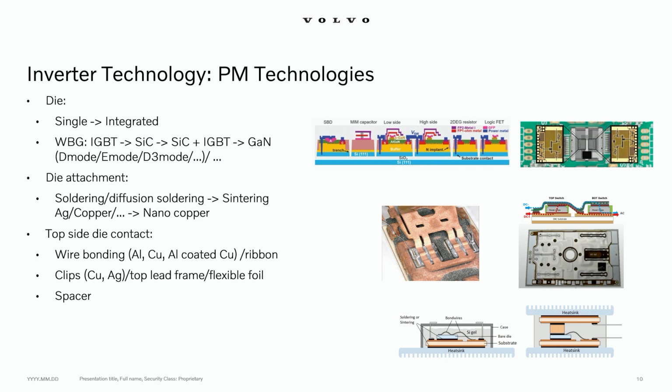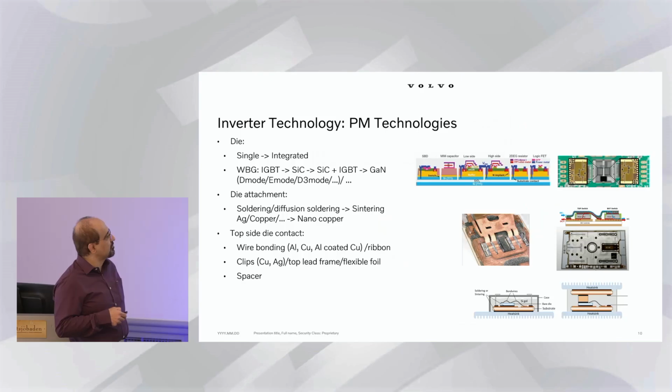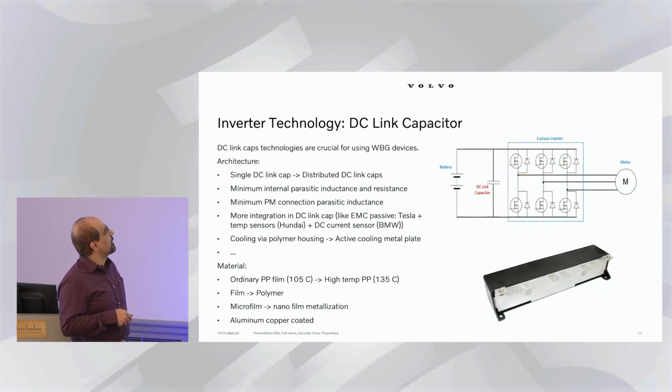And also the topside die contact could be wire bonding, could be copper clips that they explained yesterday, or could be a spacer that they explained yesterday. But as I said, there are more methods also for here.